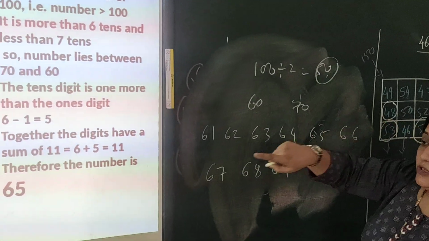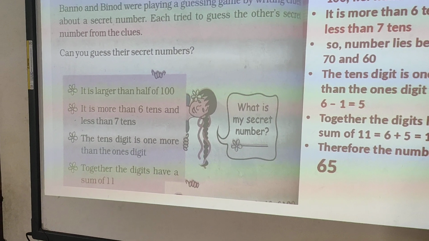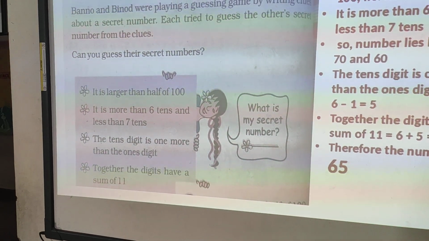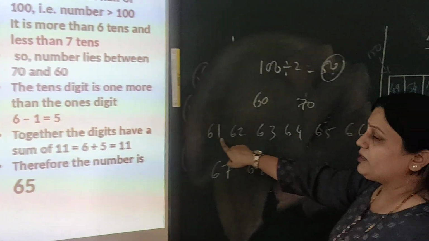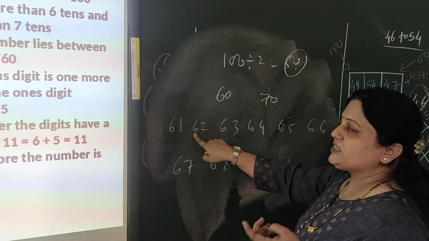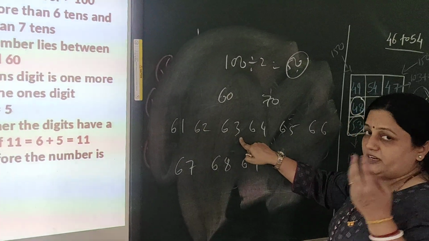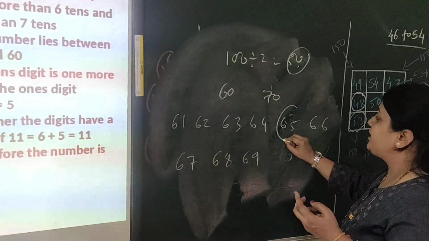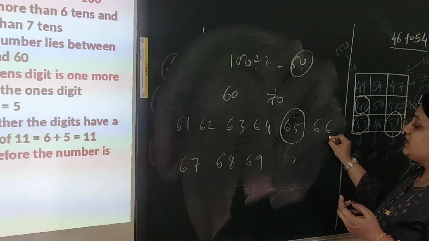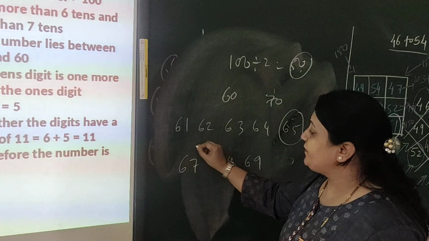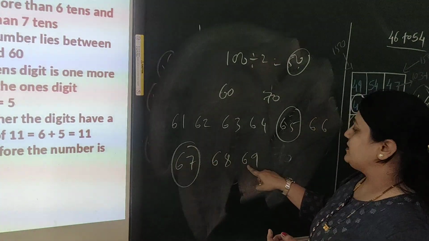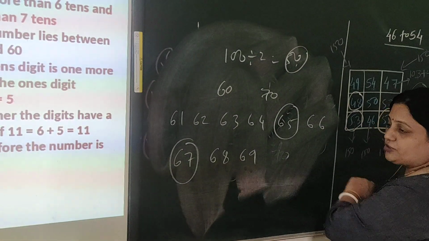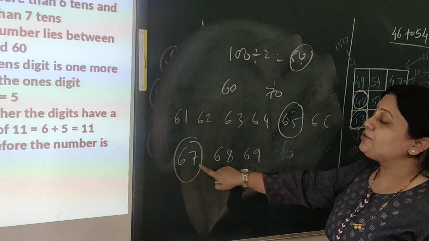Okay. Then what is the next clue given? The tens digit is 1 more than the ones digit. So 61 is not 1 more. 62, the difference is 4. 63, difference is 3. 64, difference is 2. 65, difference is 1. 66 is also not. 67, difference 1. 68, 69, difference of 2, difference of 3. Okay. So we got 2 numbers now.